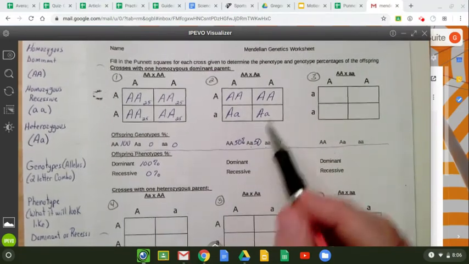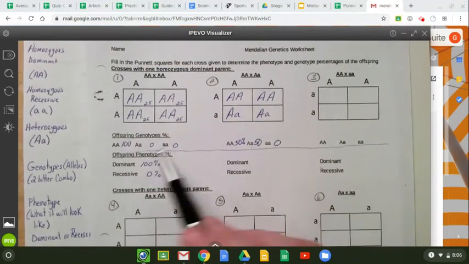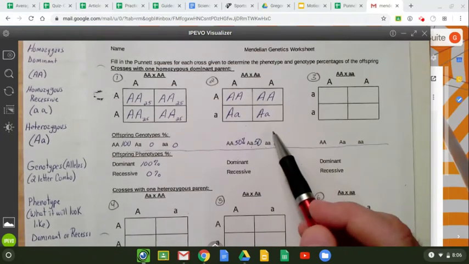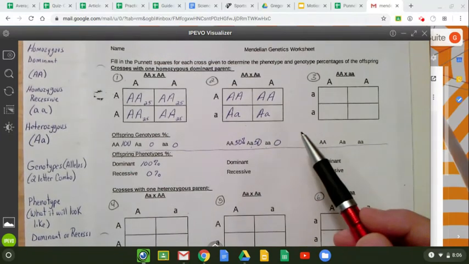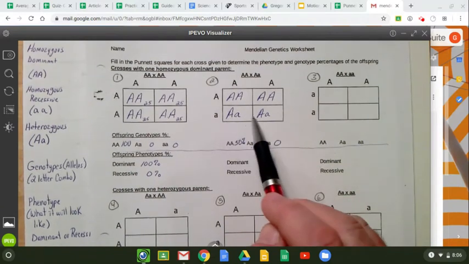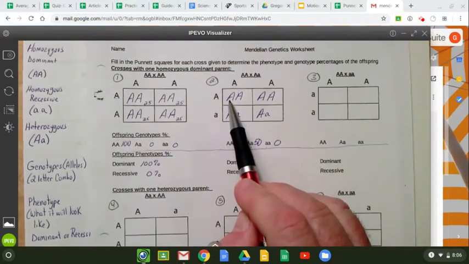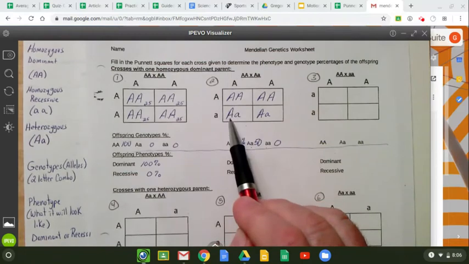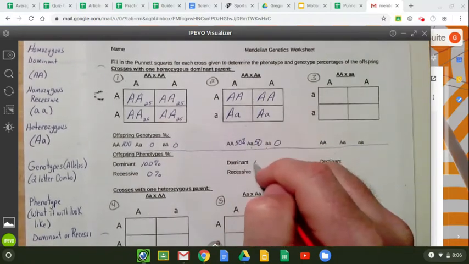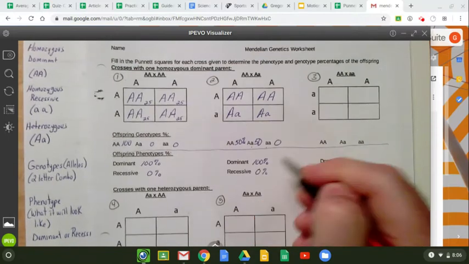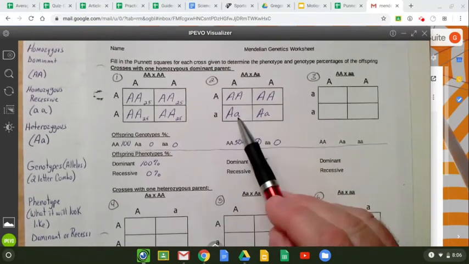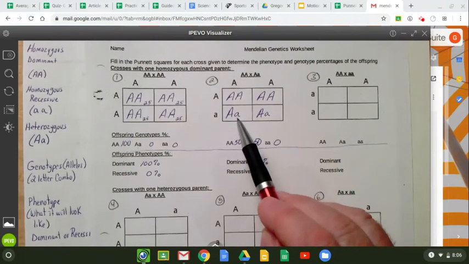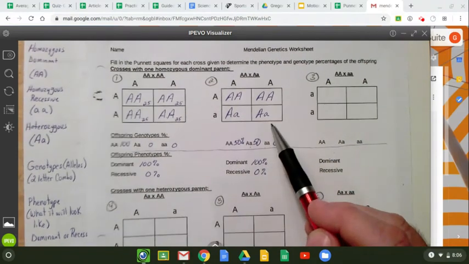So let's look at now our offspring phenotypes. What are their children going to look like? Well, are they going to have the dominant traits, or are they going to have the recessive traits? Well, each box has a capital letter. Remember, the capital letter overrides the lowercase. Anytime there is a dominant allele in the genotype, it's going to show the dominant trait. So here in this cross, we also have 100% dominant, 0% recessive.